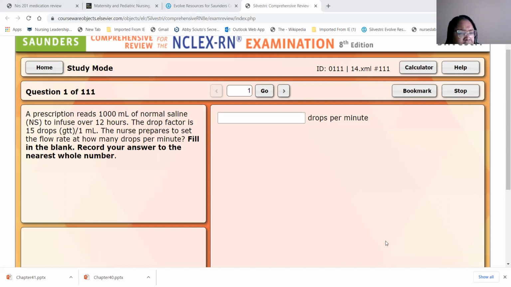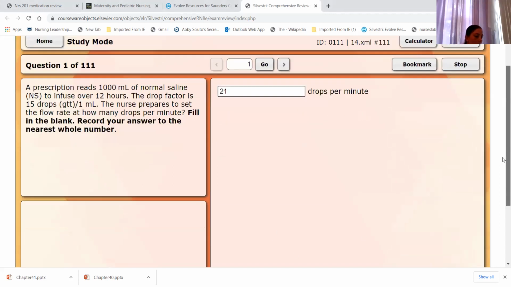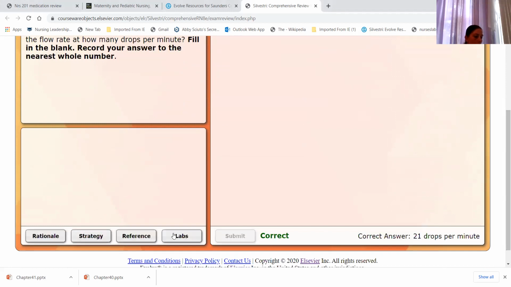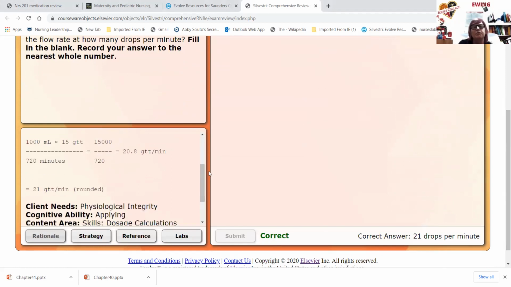Is it 21 drops per minute? 20.8, so 21. Good job. If you look at the bottom there, it's broken down for you.